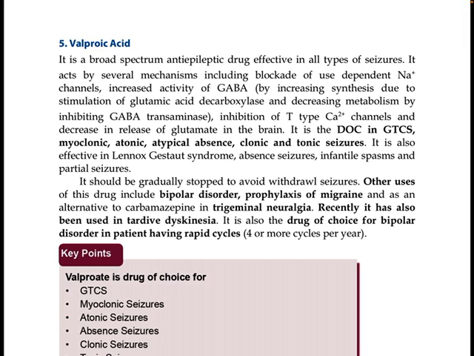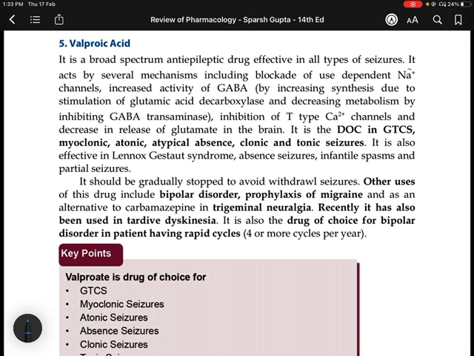Sodium, okay. Then it increases activity of GABA, okay. Stimulation of glutamic acid decarboxylase, decreasing metabolism and inhibiting GABA transaminase. Now inhibiting the T-type calcium channels, decreasing the release of glutamate in the brain. And it is the DOC in GTC, myoclonic, atonic, atypical absence, everything; it is used in all of them.